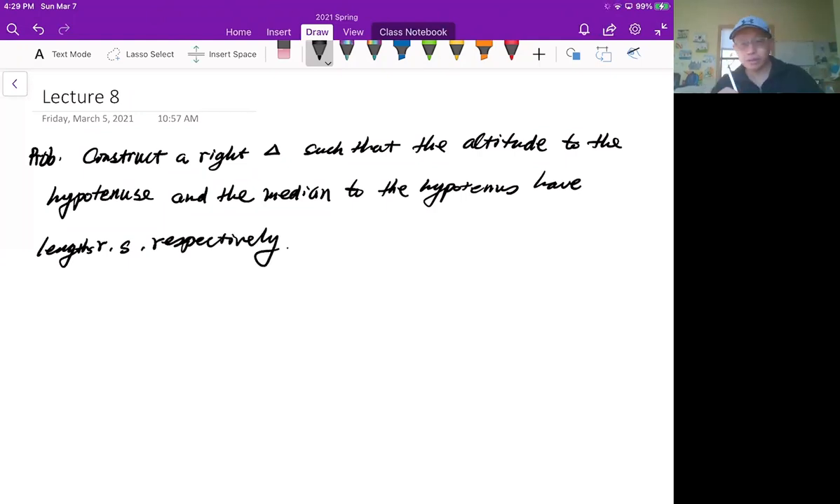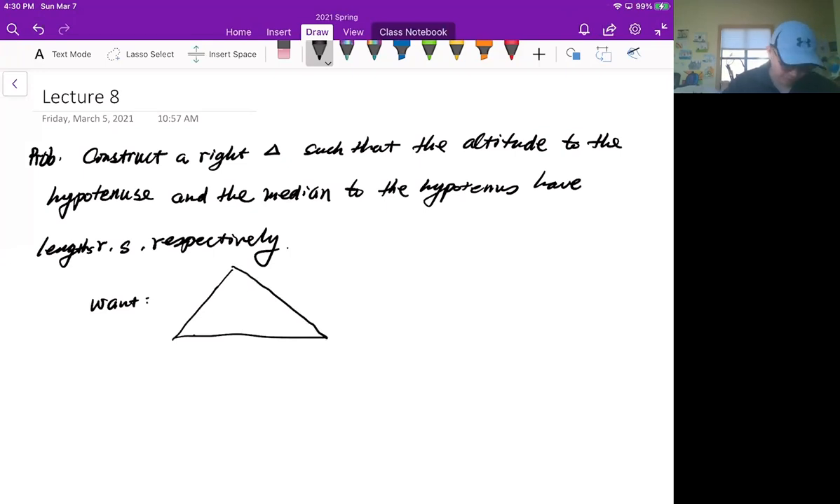Okay, so let me explain that. So what does that mean? What I want is the following. You get a right triangle, right? You get a right triangle, and the right triangle is here.